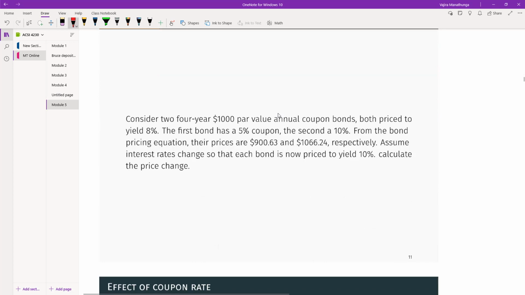So here you can find a problem. Consider two 4-year, 1,000 par value, annual coupon bonds, and both priced to yield 8%. The first bond has a 5% coupon, so the coupon amount is 1,000 times 5%, which is 50. So I can find the price using our calculator.